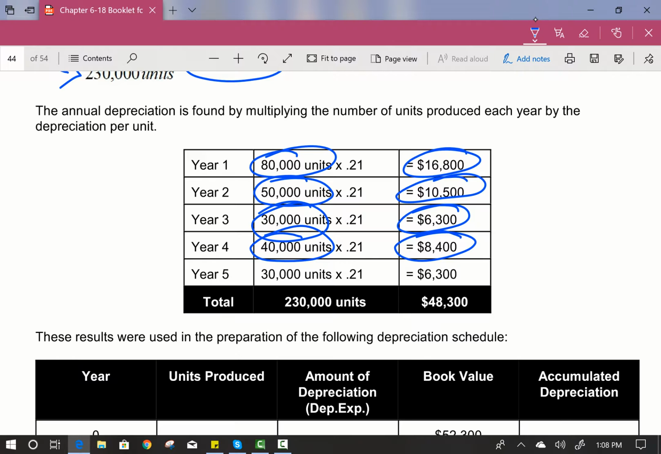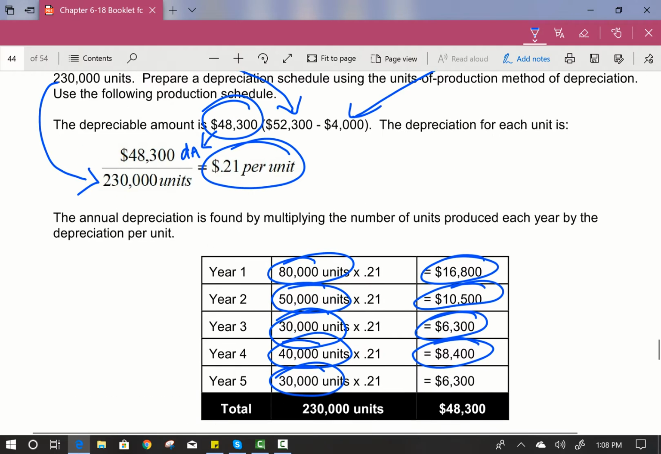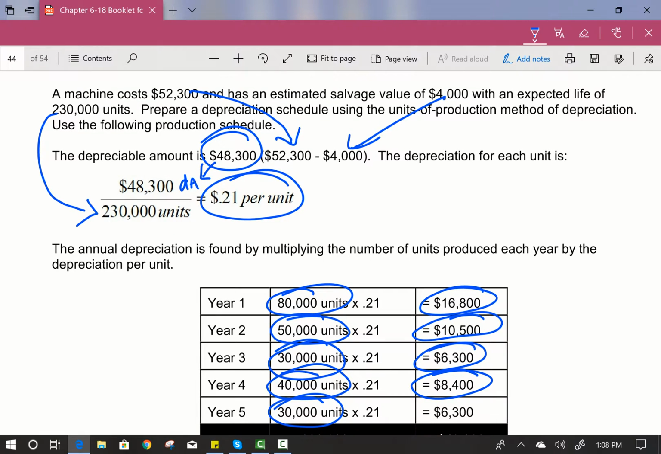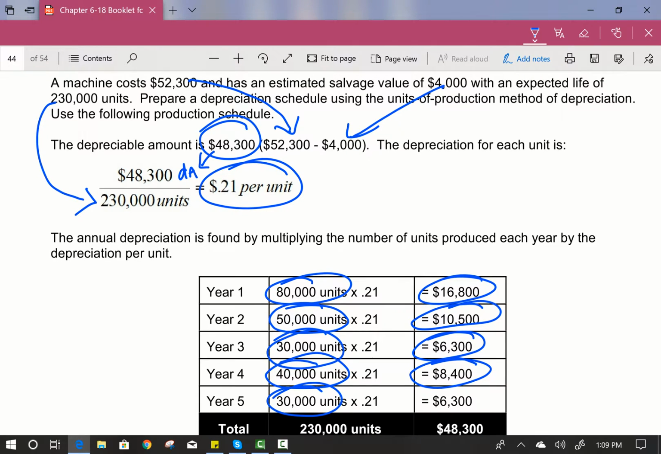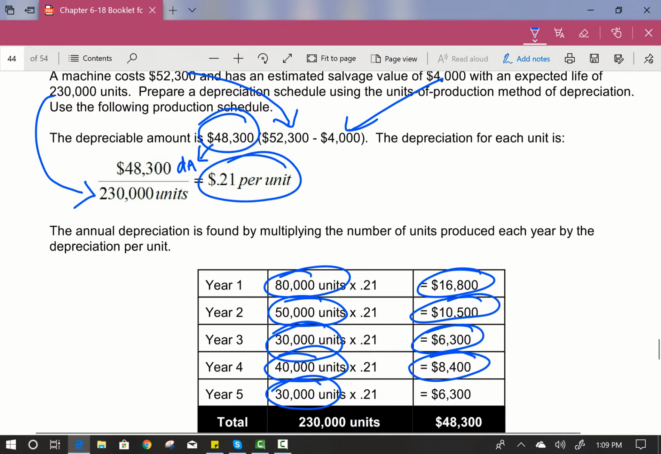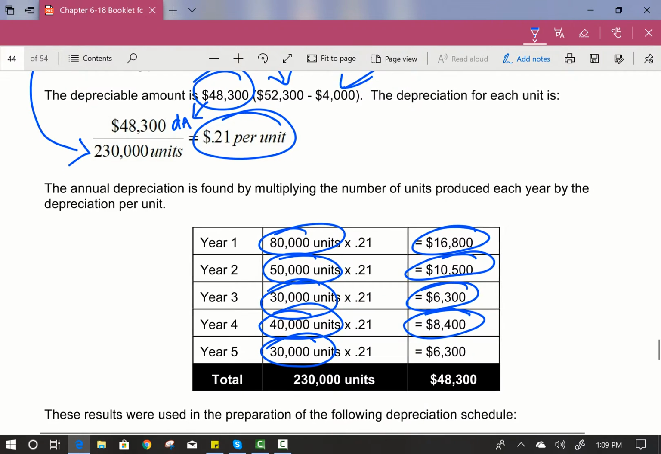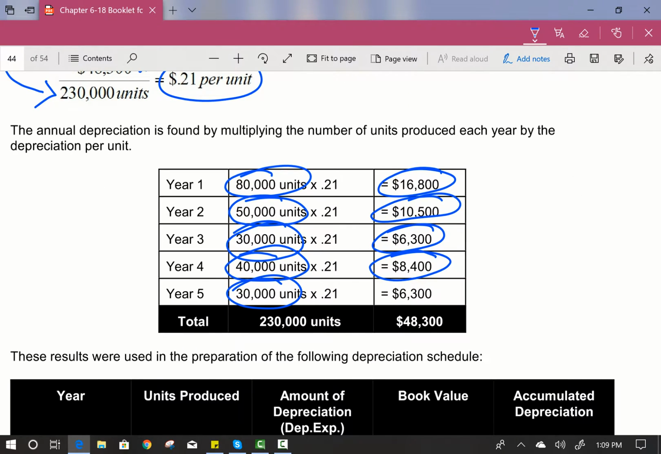And then year five, we produced 30,000 units. And this is the last year of life. It doesn't say, so we've just produced 5 years. And this year we produced 30,000 units to give us $6,300 of depreciation.